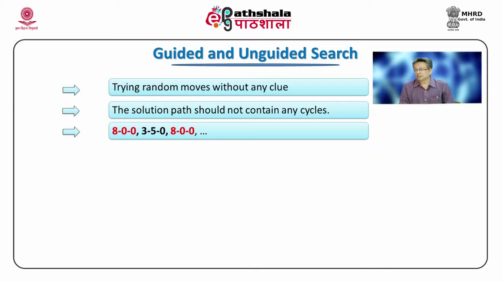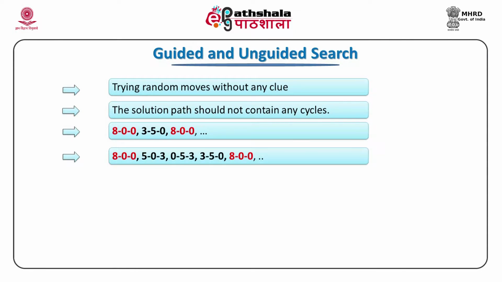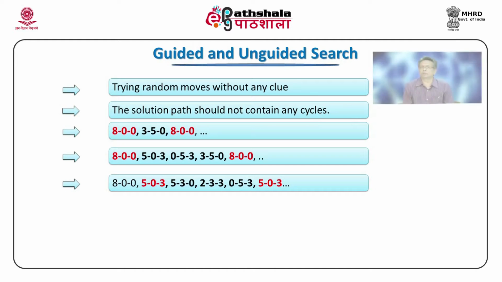In fact, you can easily see that the other requirement is that we should actually be moving. If there is a cycle, you are not moving further, you are circulating at the same place. And there are two other examples. You can see 800, 503, 053, 350, 800. Now, this is something which you should try to avoid. You can see that in the third one also you have a cycle. Why do we want to avoid cycles?